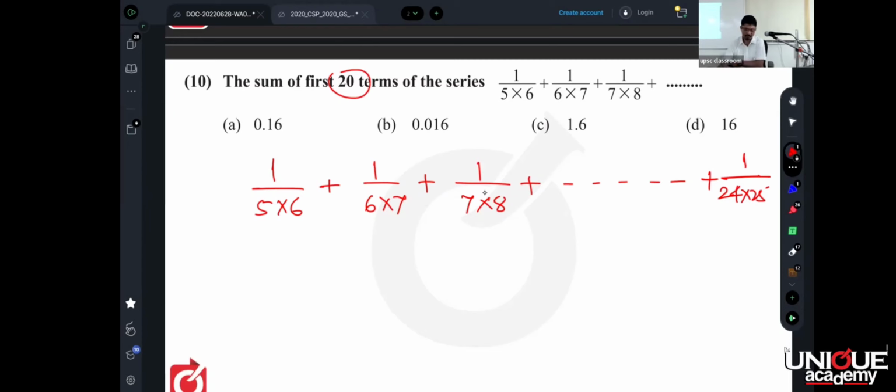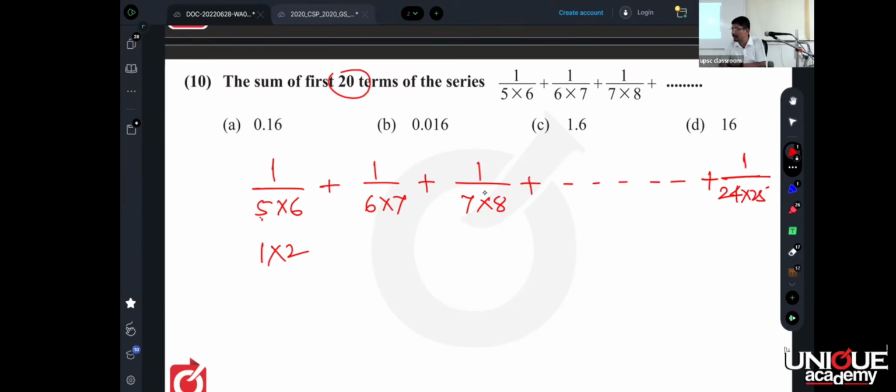For those who are not getting it, let me tell you. The first term has the smaller number 5, the second term has the smaller number 6, the third term has the smaller number 7. So in each next term, the smaller number as well as the greater number increases by 1 only. Is it clear? The first term starts with 5. If instead of 5 into 6 it had started with 1 into 2, then what would the 20th term have been? 20 into 21. Are you getting me?